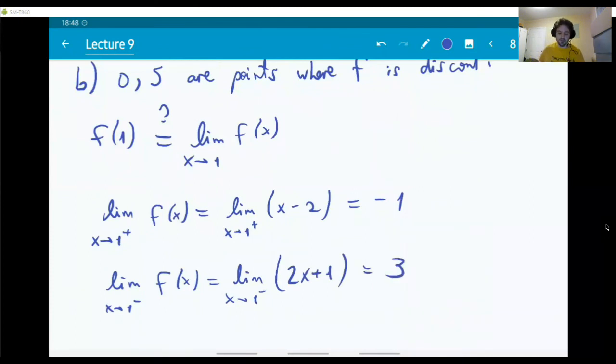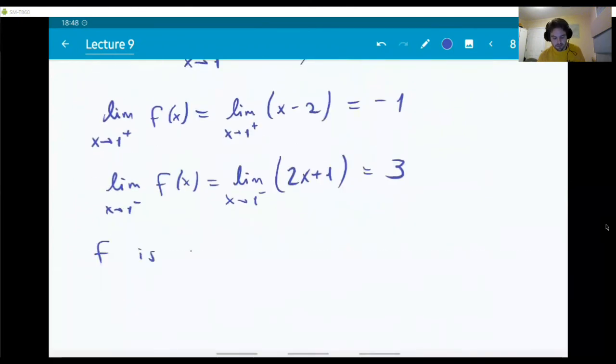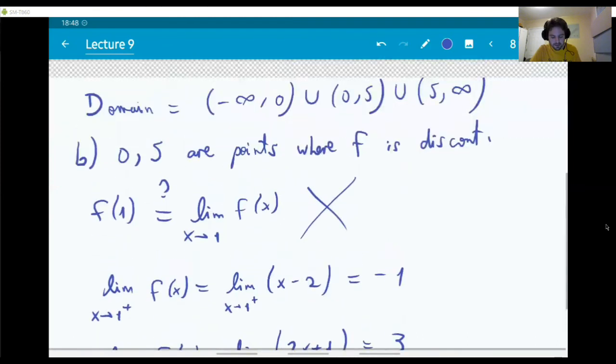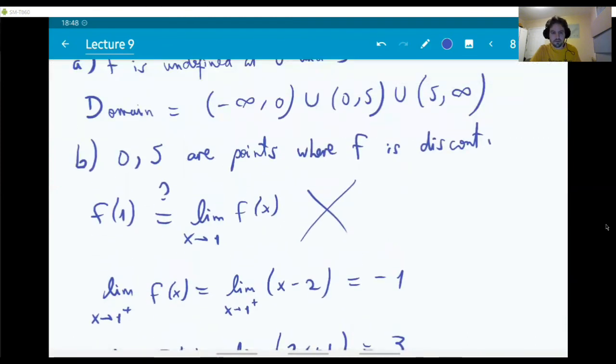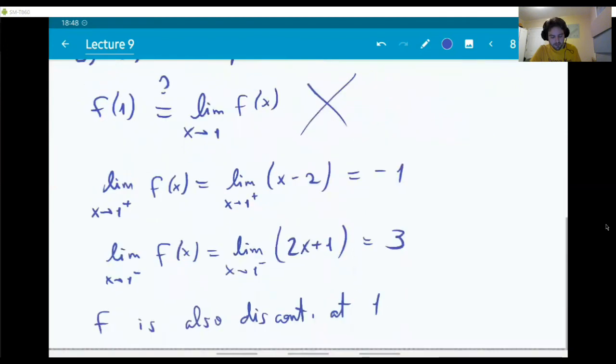They are different. So no, the f of 1 is not equal to this limit. It doesn't even exist, the limit. Which means the function is also discontinuous at 1. And this answers the question. What are the places where it is discontinuous? 0, 1, and 5. And now we can move on to C.